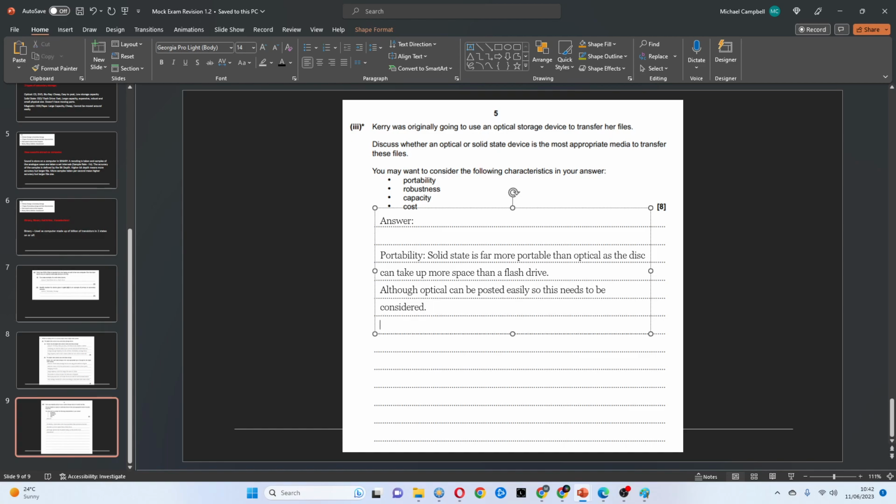Then I would do the next bit. Robustness: solid state's far more robust than a disc that can get scratched. Capacity: optical doesn't have the capacity of solid state, and you can mention that. And cost: optical is far cheaper than solid state, but overall solid state's better because you're worried about losing the data and various other things. It doesn't say you have to talk about those things, by the way. You may want to. You could talk about anything afterwards, but that's how I would word that one out. So there you go. That's that one.